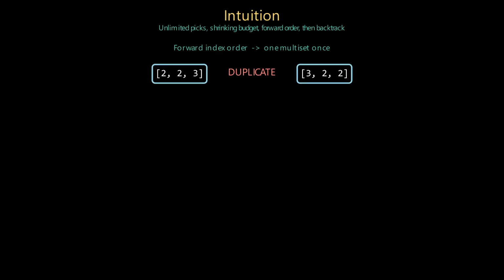Without a rule, the same multiset appears in many orders, like 2 2 3 versus 3 2 2. We scan candidates in a fixed order and only move forward an index, so each multiset is listed once.